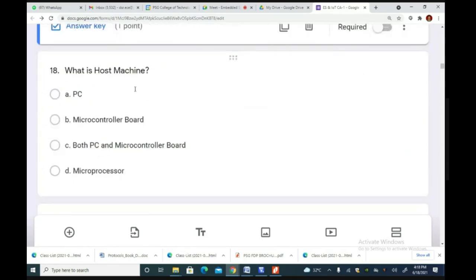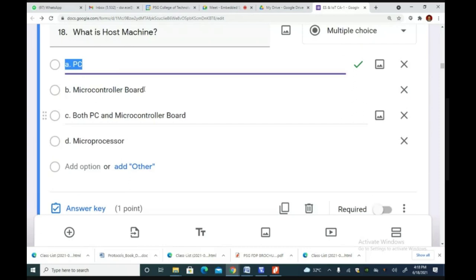And what is the host machine? PC is the host machine, right? Personal computer is the host. Host is the place where we do everything. So we do everything only in the PC. Hence, PC is the host machine. The options were the microcontroller board, both PC and microcontroller, and the microprocessor. So PC is the host machine is the right answer.